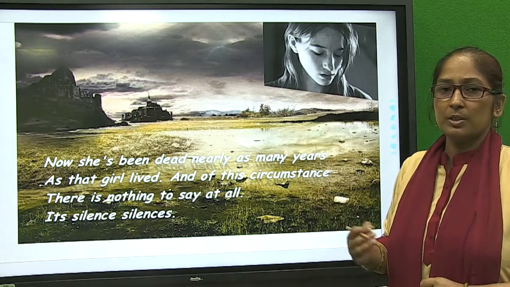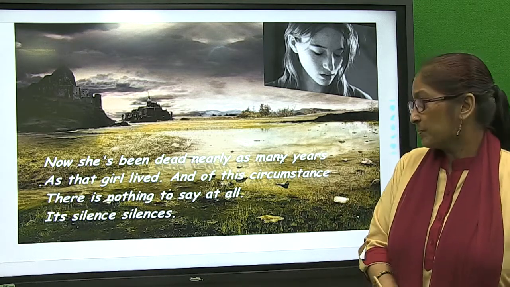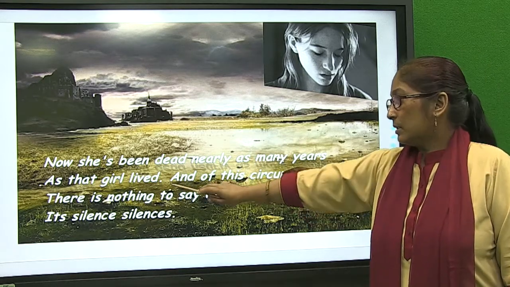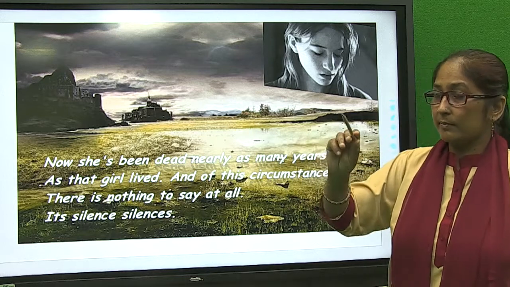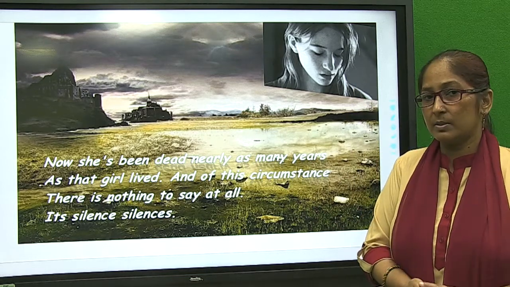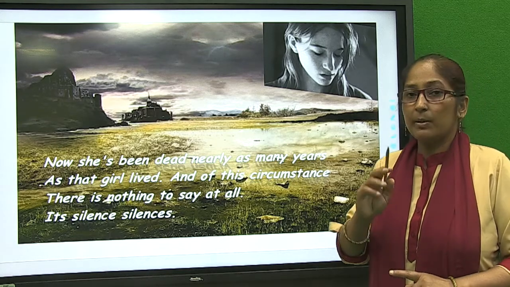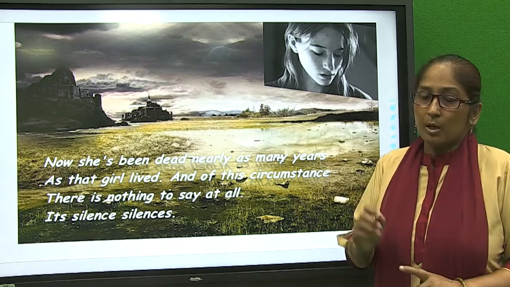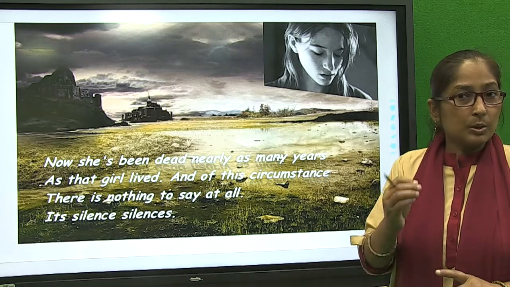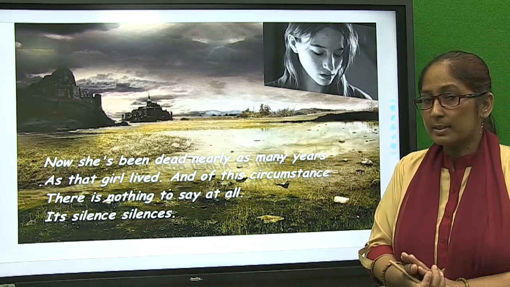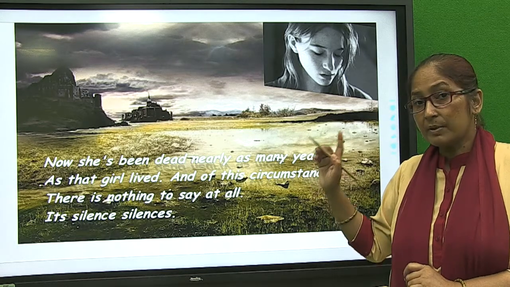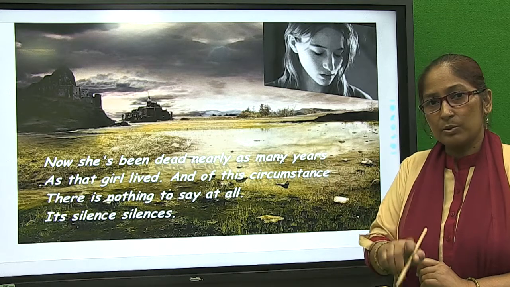She has used a phrase to confuse the students about how many years that girl lived. That girl lived means, when this photograph was taken, what was the age of the poet's mother? Near about 12 years old. So how many years has it been since her mother died? 12 years. As many years as she was at the time the photograph was taken, that many years have passed since her death.